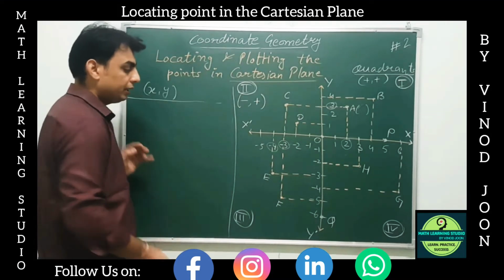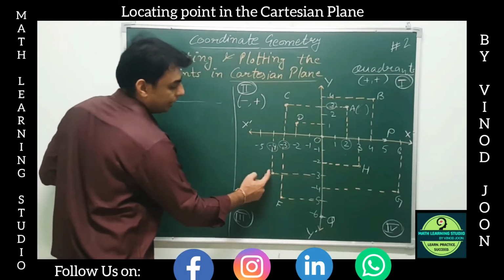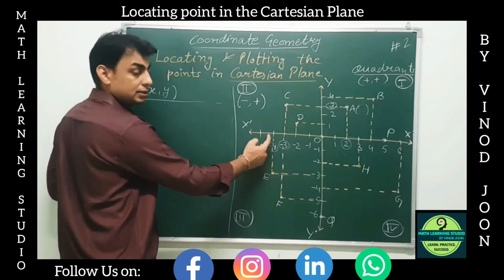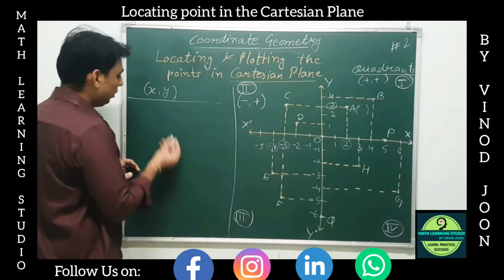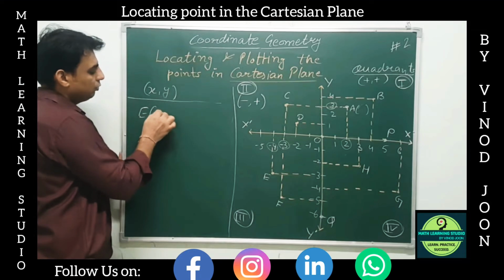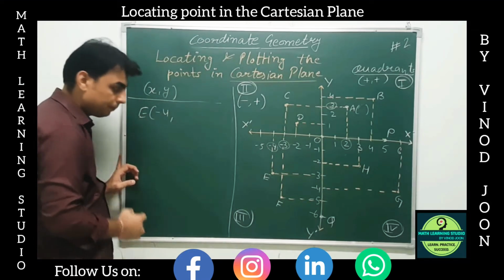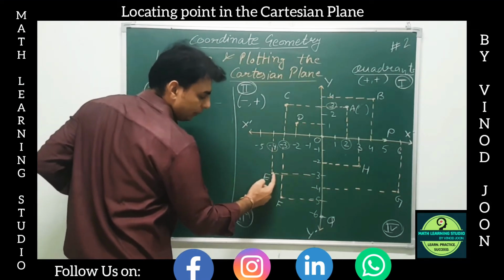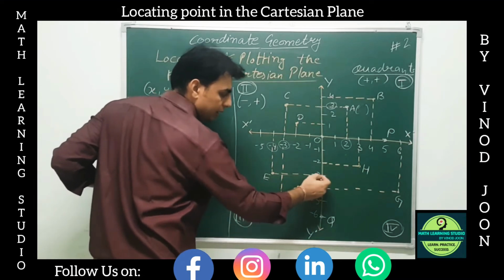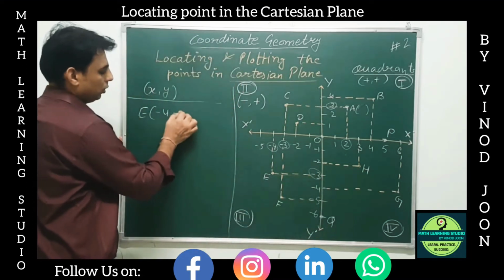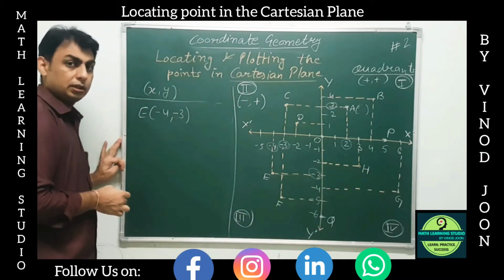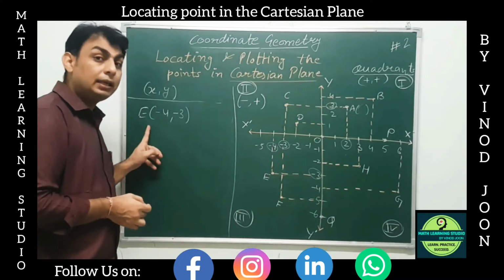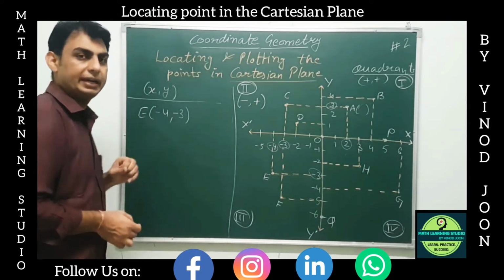So for point E we can see one perpendicular line going to the x-axis at the value 4. So for point E the value of x becomes -4, and there is a perpendicular line going to the y-axis at value -3. So value of y will be -3. So the coordinates of point E are -4, -3.